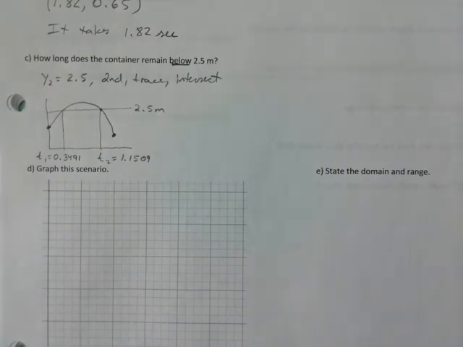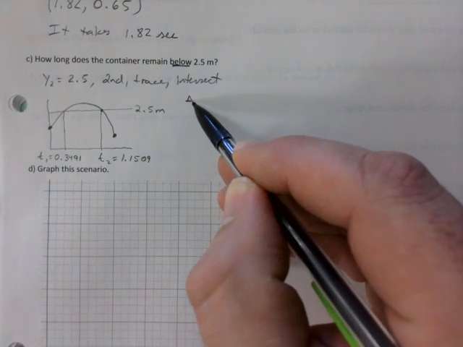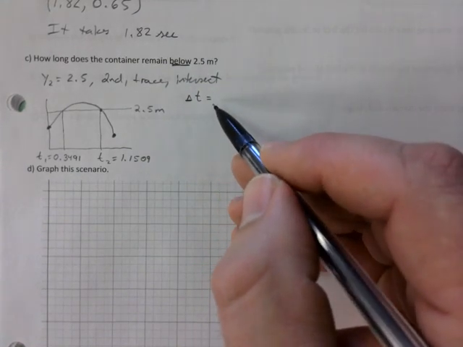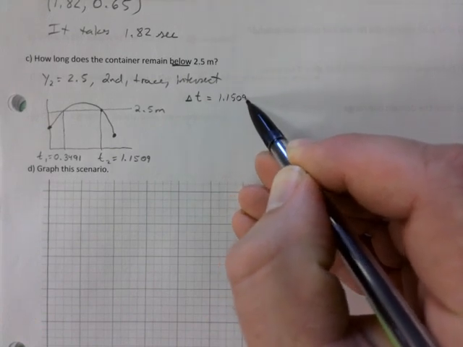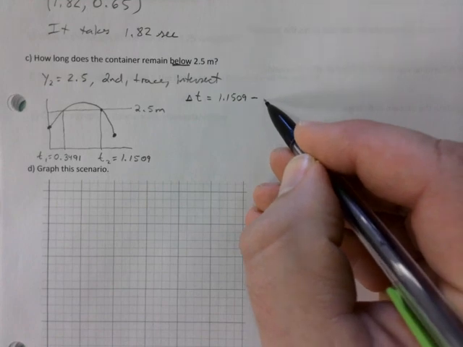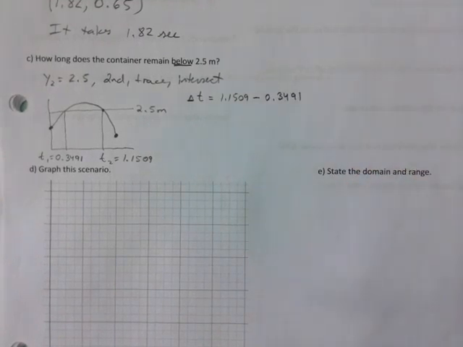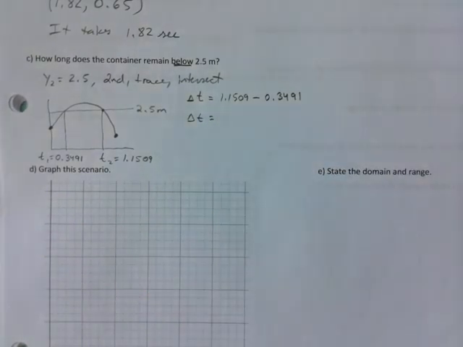Make sure you understand what's happening there. If I subtract them, which is called delta time, right? The difference, you go 1.1509 minus 0.3491. Let's subtract them.